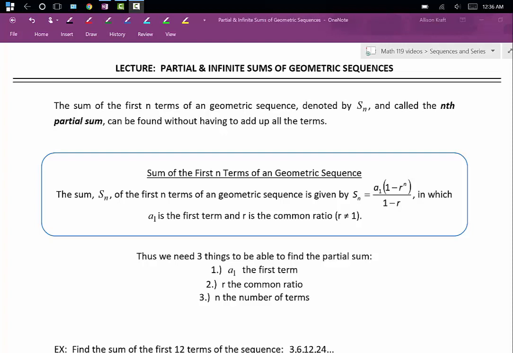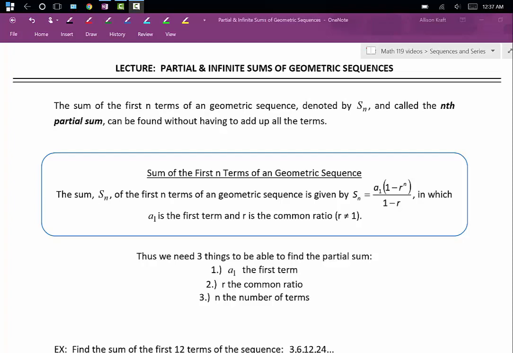In this video, we're going to learn to find partial and infinite sums of geometric sequences. The sum of the first n terms of a geometric sequence, denoted S sub n and called the nth partial sum, can be found without having to add up all the terms, just like arithmetic sequences.